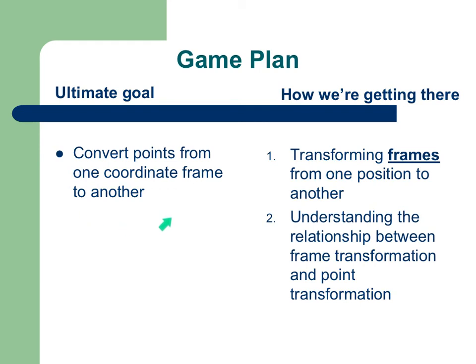So I want you to just keep in mind as you watch the future slide sets that our ultimate goal is to convert points from one coordinate frame to another, right? We have a point that we know what its location is in world coordinates, and we want to know, oh, what's its location in gripper coordinates, for example. And we're going to start to get to that point by beginning with how do we transform frames? How do I move this frame so it would be in alignment with another frame? And then we'll talk about the relationship between this sort of movement of coordinate frames and how that relates to point transformation.